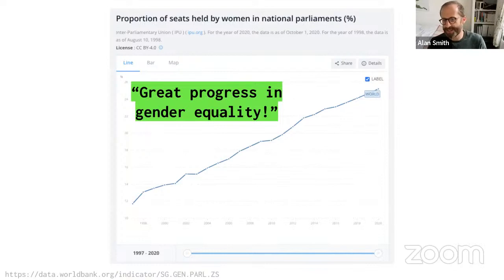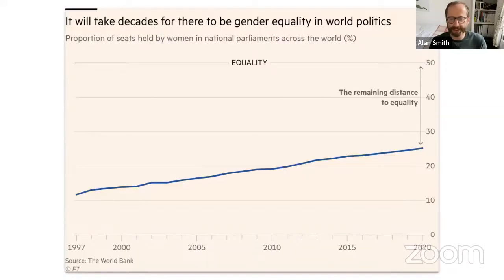Now, I can actually introduce the male data without even showing the male data, because all we could do is just switch the axis to show 50%, which would be equality, right? And this is another little tip for you with charts. Very often we feel like we have to fill the chart with data, right? But sometimes the story can be where there is no data, as in this case here, the remaining distance to equality, there's a gap.